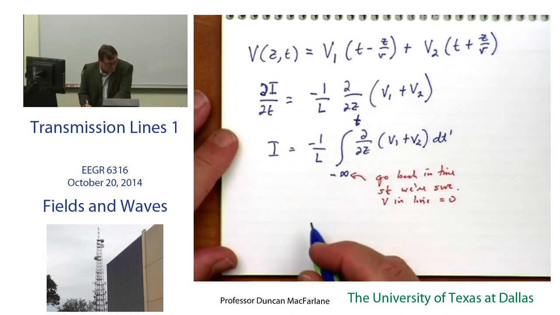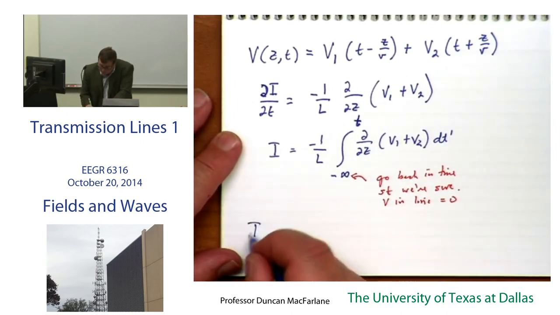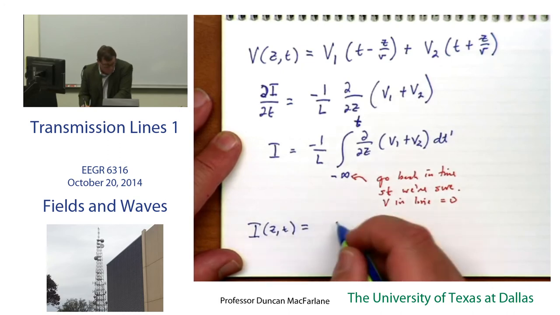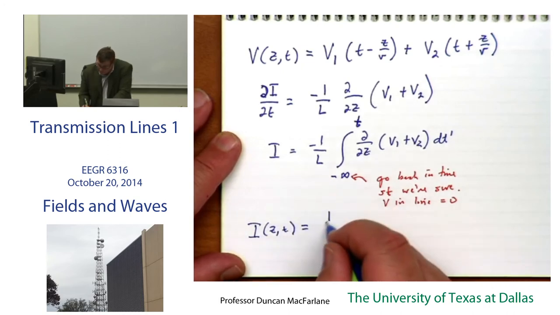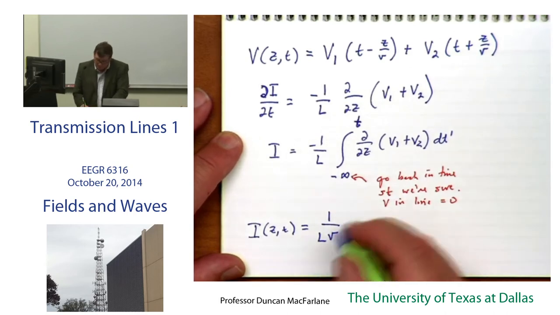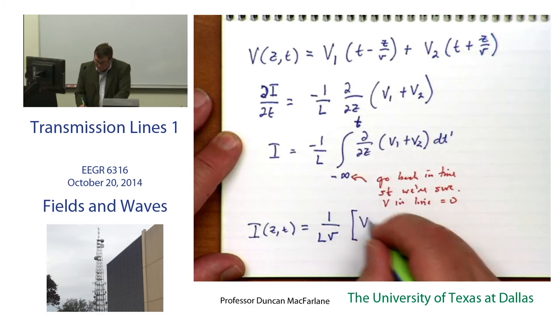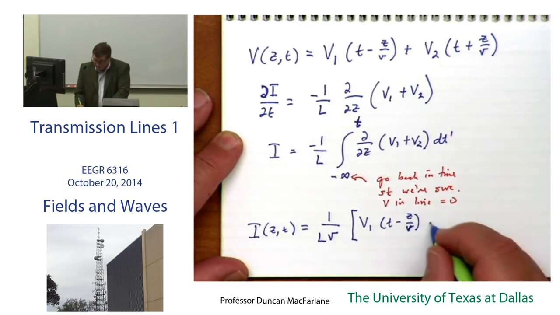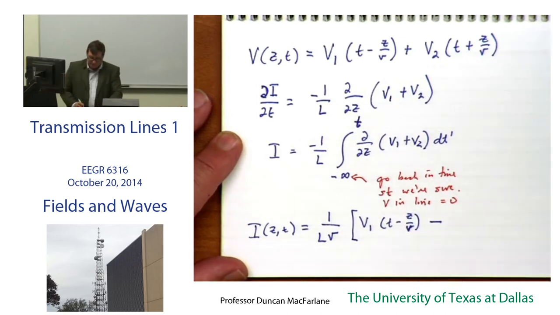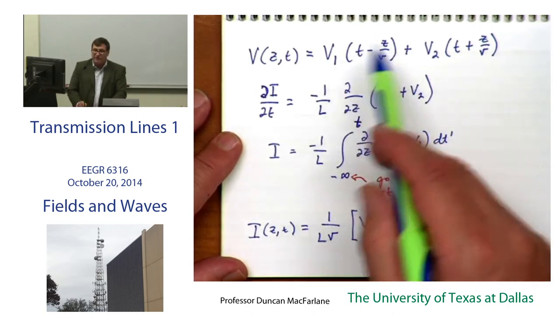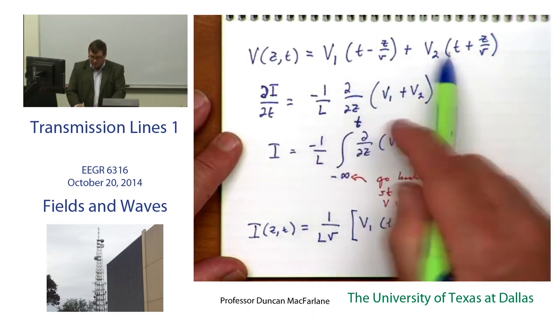What this allows us to do is calculate an I as a function of z and t. This is equal to 1 over L times the velocity of propagation times V1(t minus z over v). There's a minus sign that comes in when I consider the integration with time versus what's going on with the minus signs in there.